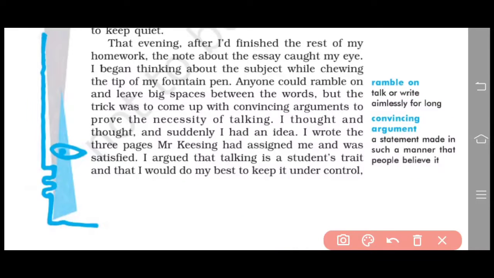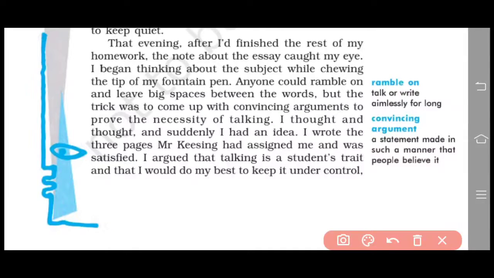Prove the argument. Her trick was to come up with some convincing arguments to prove the necessity of talking. Means she wanted to tell her maths teacher that it's very necessary to talk. She wanted to give some arguments in favor of that.